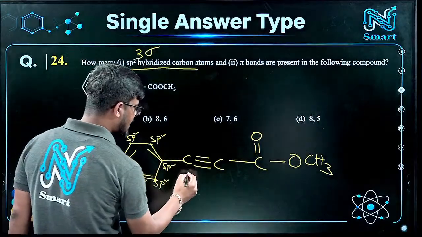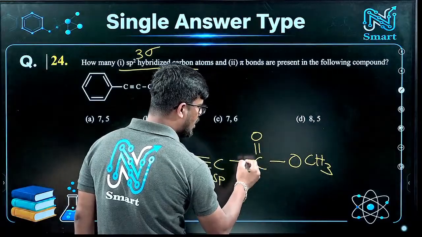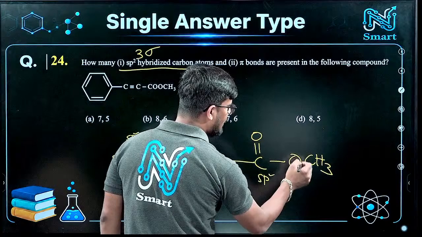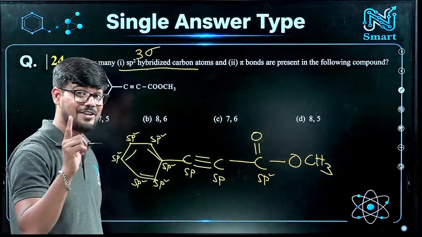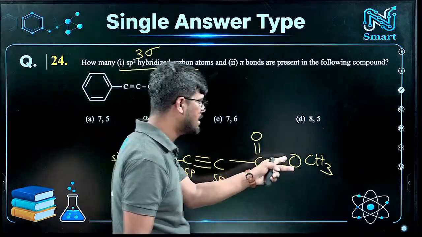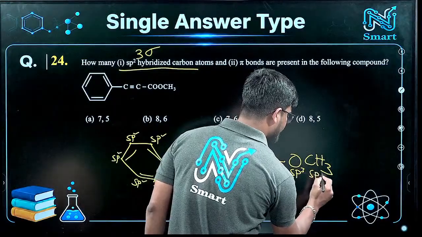Acha, this is sp, this is also sp, and this, how many sigma? 1, 2, 3. So that's why sp2. And this one, lone pairs we have. Always you have to consider lone pair also, not only sigma bond plus lone pair. So it is actually sp3. Oxygen is sp3. Carbon is also sp3.